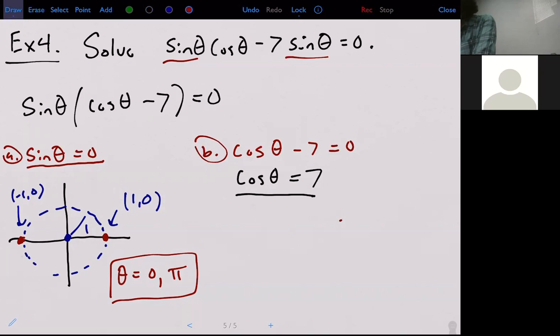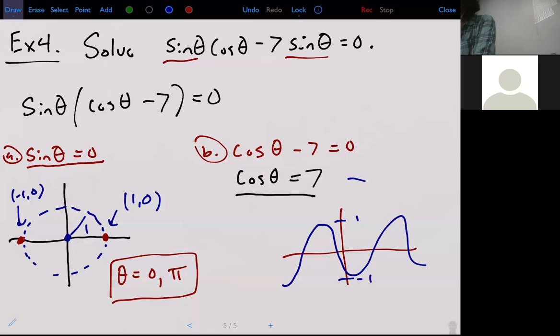So I guess let me just go ahead and draw the graph. Cosine's always bounded between 1 and -1, so it's never actually going to hit 7. So this has no solution.